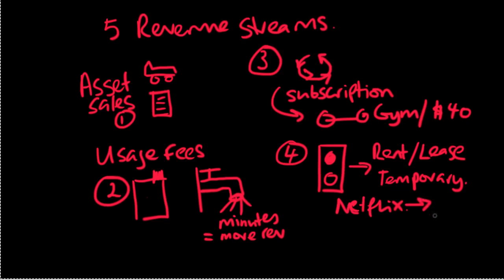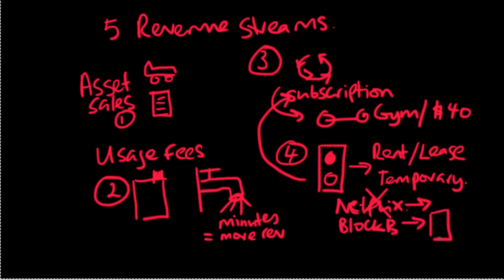Rather, Netflix could also be deemed a subscription. So that one probably is. Let's use Blockbuster when they were around. You'd walk into a Blockbuster store and you'd rent a movie, The Sound of Music, and you'd have the rights to keep that for 3 days.